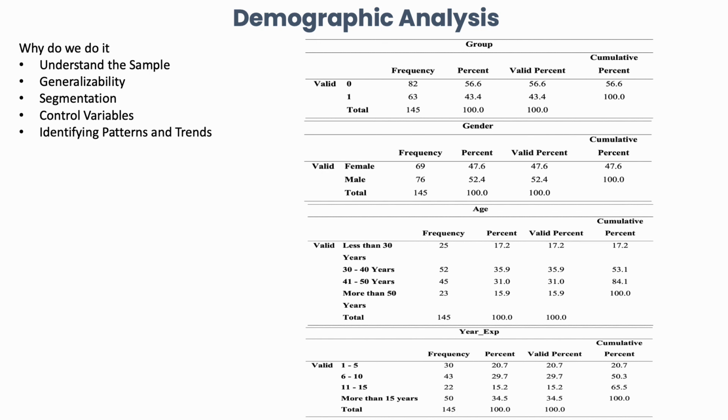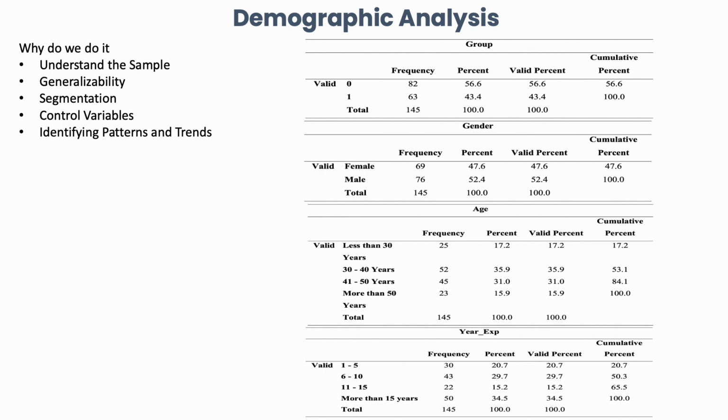Now, moving on to the next table, age. From the analysis, it was observed that the sample used for the study consisted of 145 participants in total. The participants were categorized based on age distribution. 25 individuals, accounting for approximately 17.2% of the sample, were under 30 years old. 52 individuals, representing about 35.9% of the sample, fell between the age group of 30 to 40. 45 individuals, comprising 31% of the sample, were aged between 41 and 50. 23 individuals, making up about 15.9% of the sample, were above the age of 50.